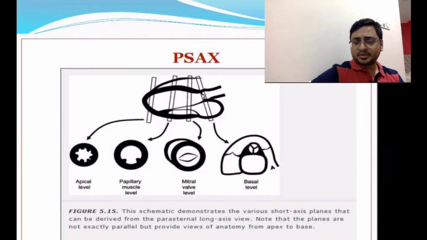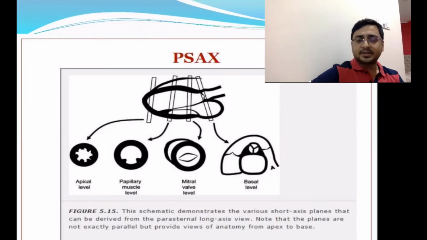You can see a lot of structures from apical to basal level. In most short axis views, we look at the aortic valve, its cusps, and sometimes the coronary arteries. Also the pulmonary valve, the pulmonary branches, the RVOT, as well as the tricuspid valve. At the mitral valve level, we usually examine the opening and closure of the mitral valve for any stenosis or regurgitation.